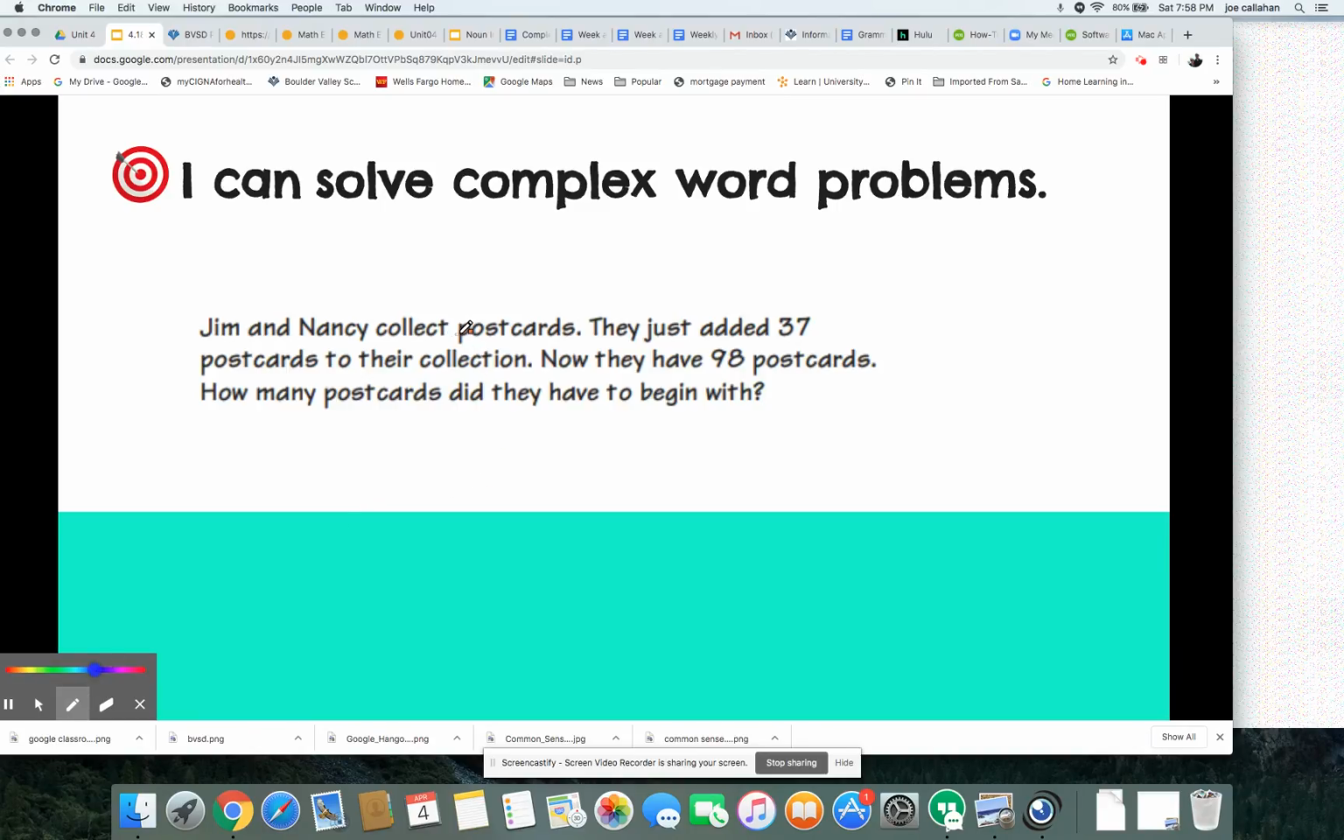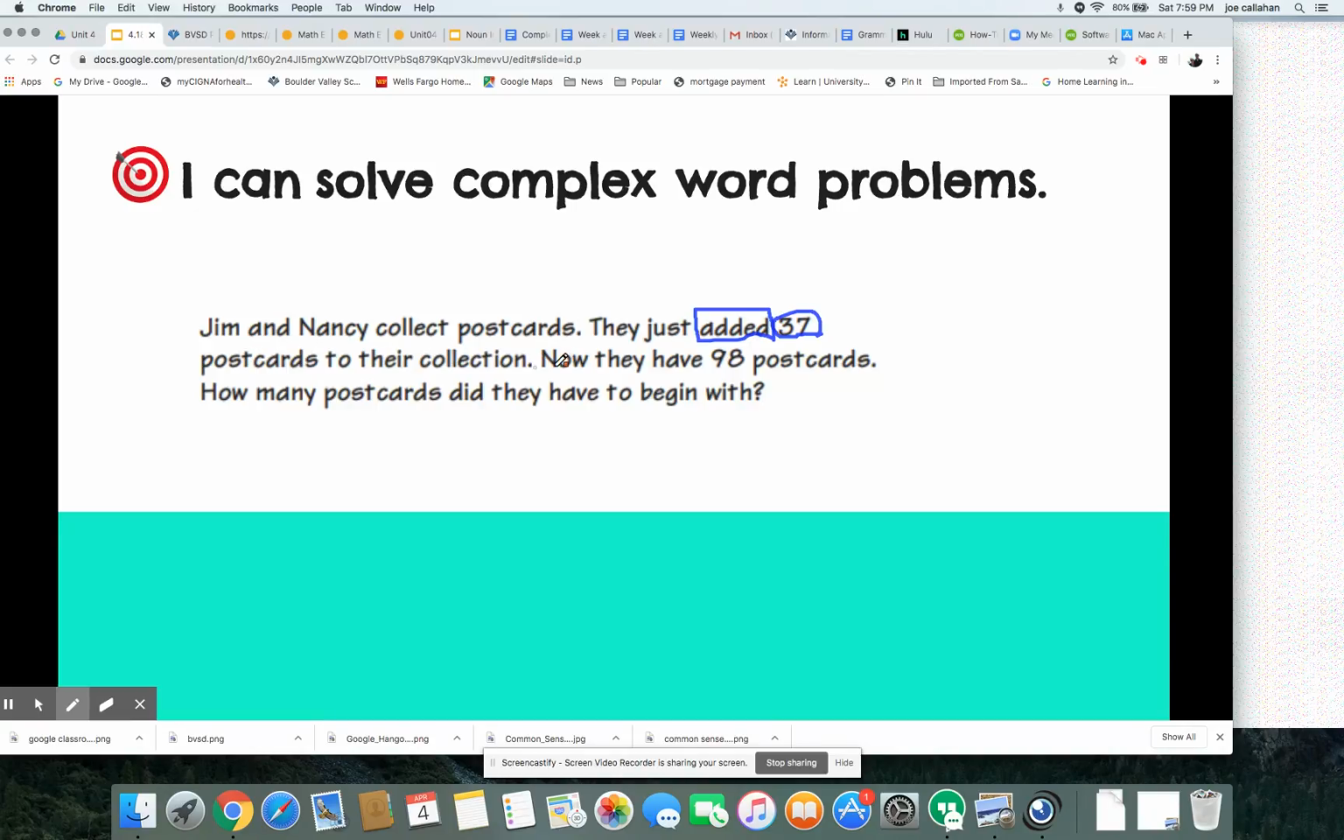Jim and Nancy collect postcards, okay? Doesn't matter what they're collecting. That's not helpful to us quite yet. They just added 37. 37 is an important number, and I'm boxing added as a key word. Why am I doing that? That's right, because it's telling us that we're adding on to another number, but we don't know what number we're adding on to yet.